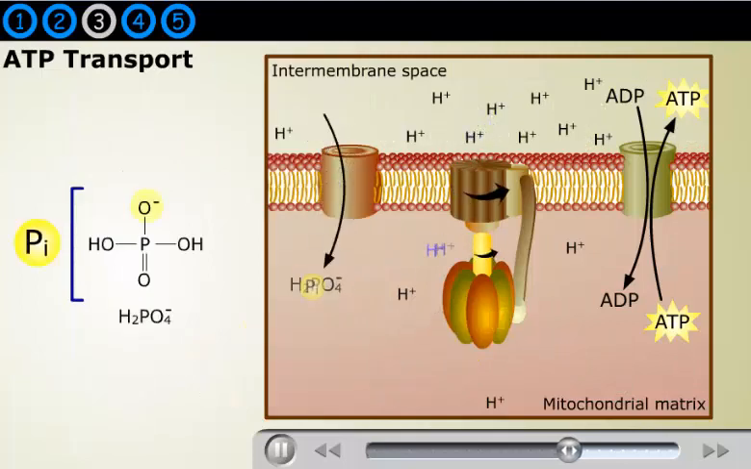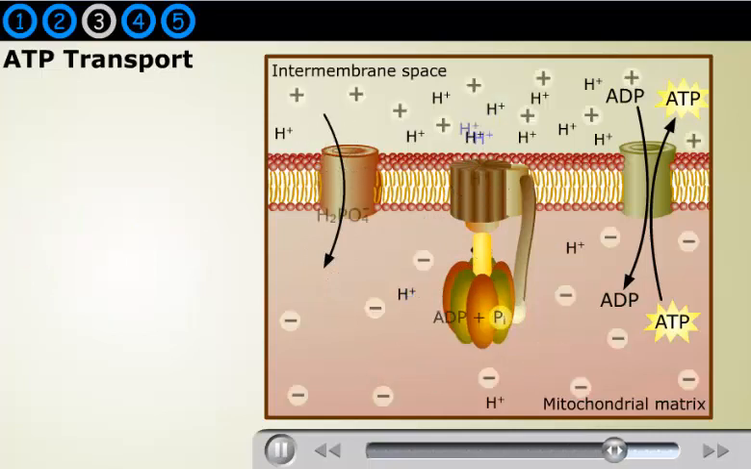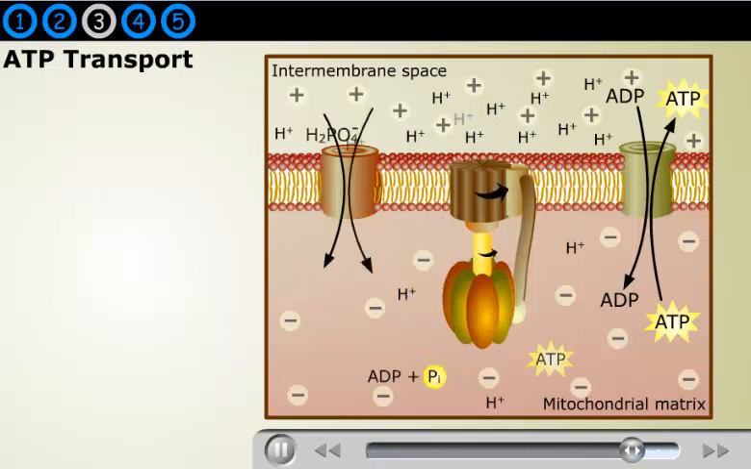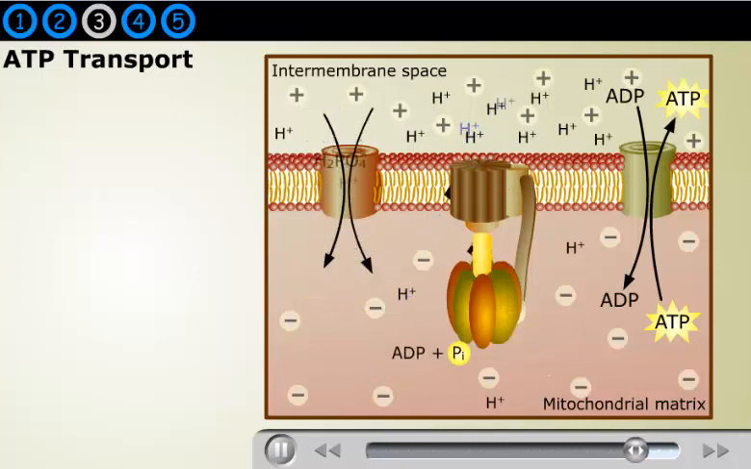Like ADP, phosphate must also be transported into the matrix. The phosphate carries a negative charge. Because phosphate carries a negative charge, its transport into the matrix is not spontaneous. Its movement into the matrix is coupled to the return of a proton.